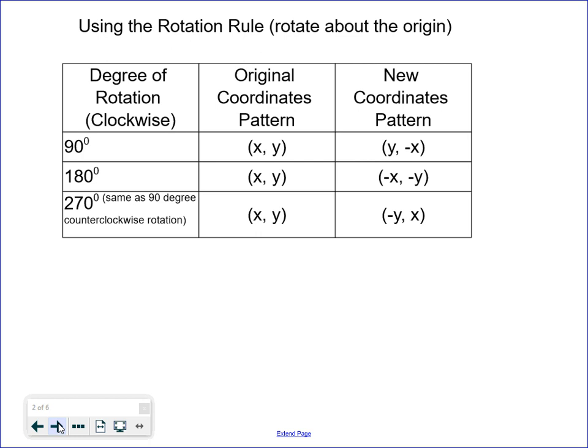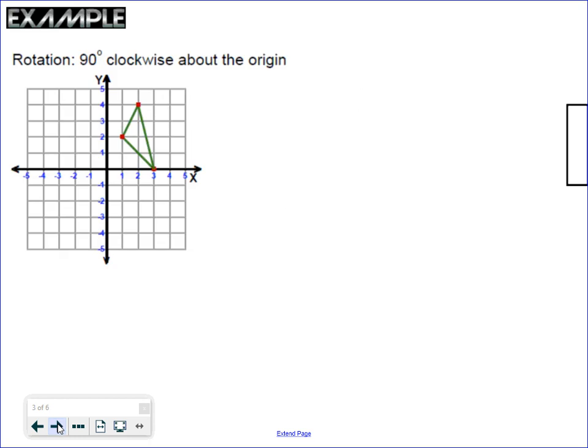If we rotate it 180 degrees clockwise about the origin, our original point is x, y. Our new point will become negative x, negative y. So both of our x and y coordinates will switch signs. And if we rotate this 270 degrees clockwise, which is the same as 90 degrees counterclockwise, then our x, y coordinate will become negative y, x. So we'll take a look at a couple of these examples.